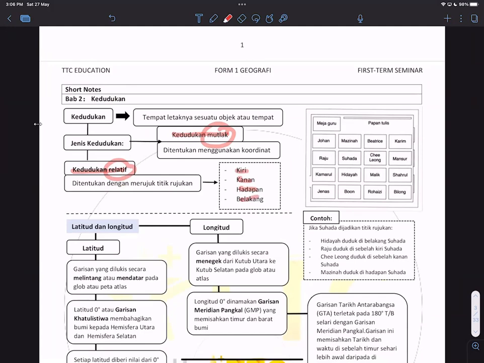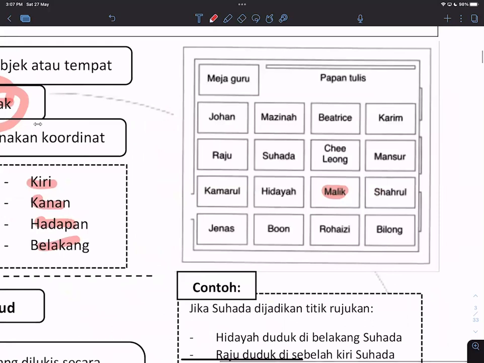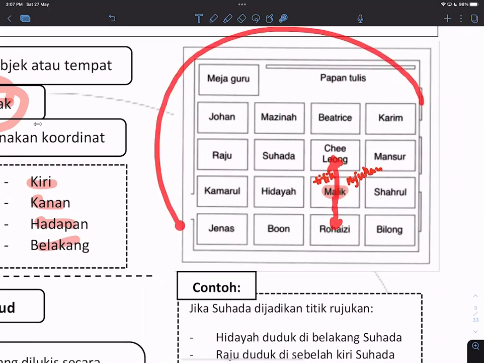So let's say, who is sitting in front of Malik? Malik will be considered as the titik rujukan. So guys, write down: if I'm asking in my question, Malik is the only person that we can identify from the question, so Malik will be the titik rujukan. Who is sitting in front of Malik? Rohaizi or Chileong? You have to refer to the environment.